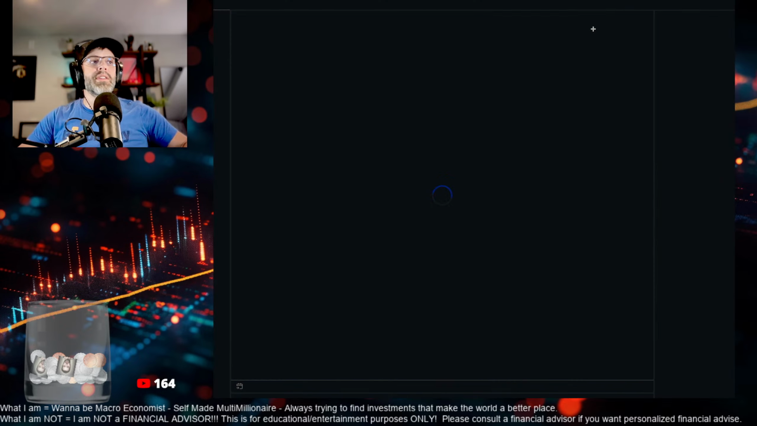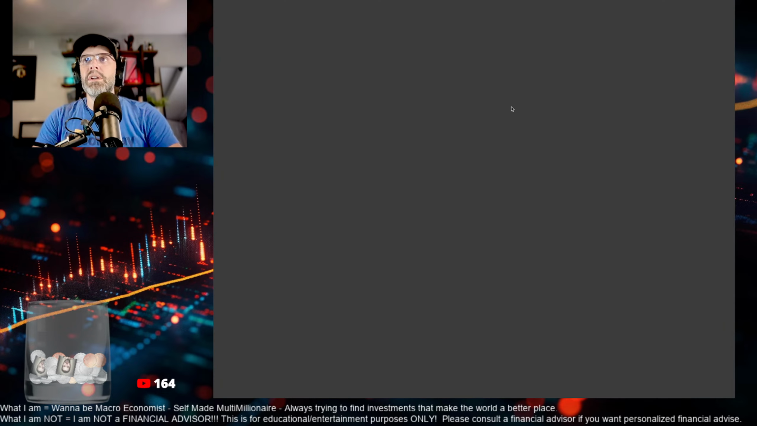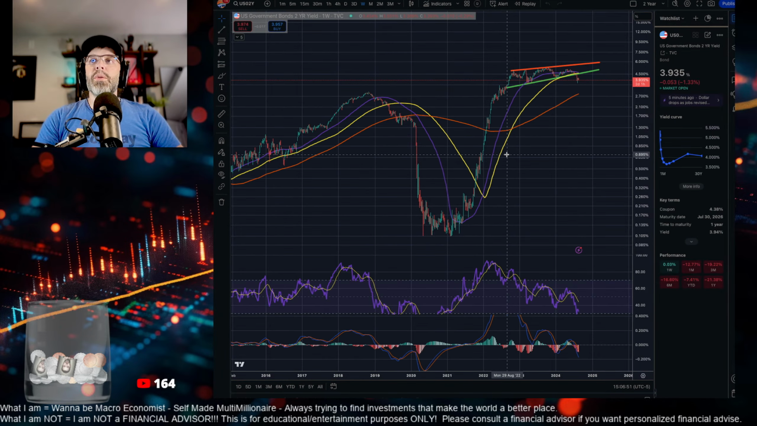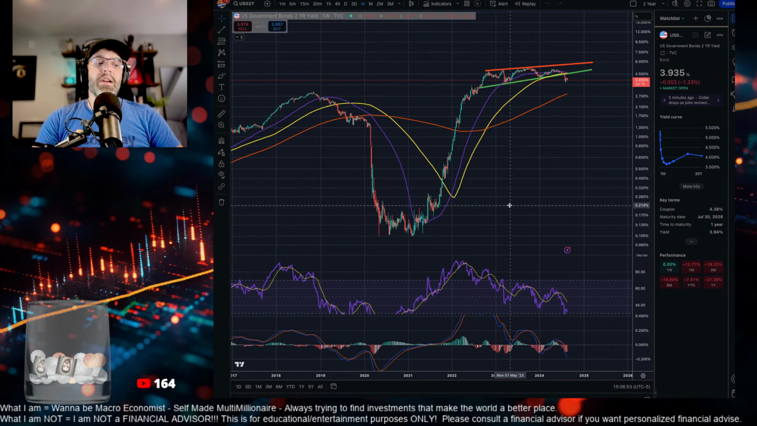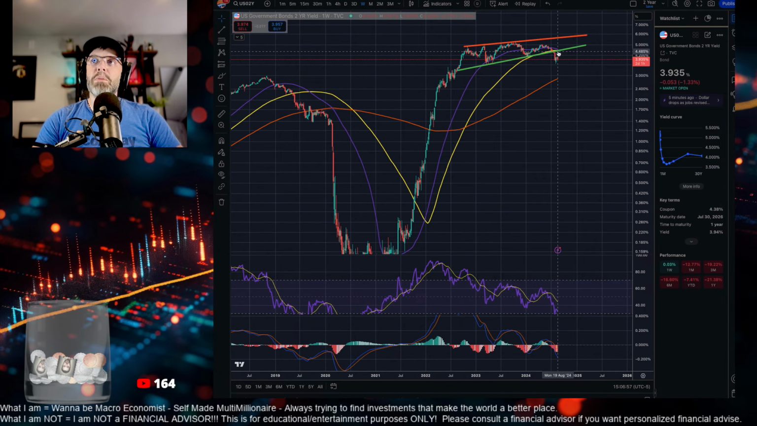The MOVE index, that's the volatility index for bonds. It is up just a little bit today. Not a lot to report on there. Again, I don't think it's going to mean much. And then we see the 2-year rolling over again. I said, hey, I don't think it's actually even going to make it up here to retest. I think it's just going to break down.